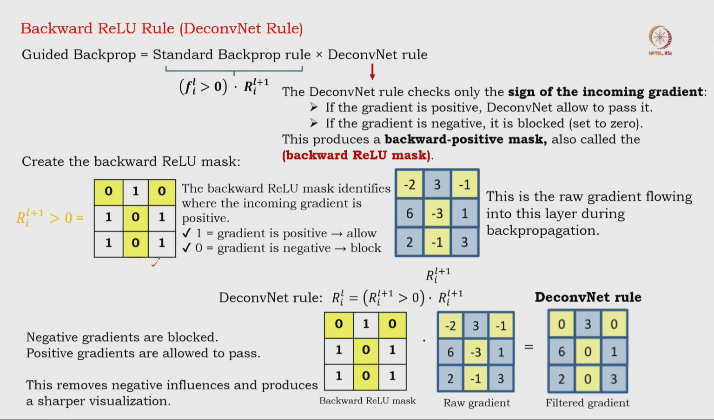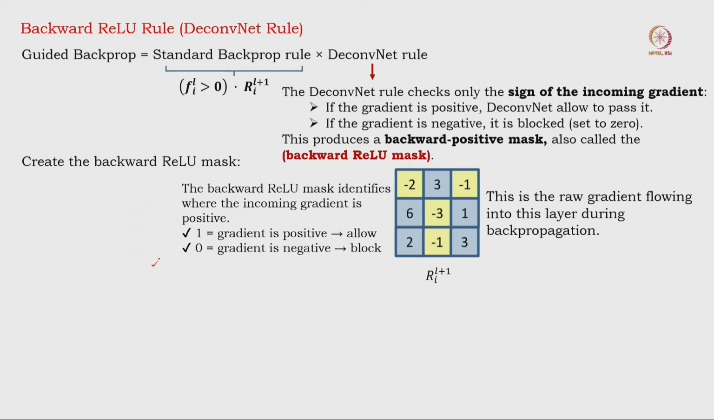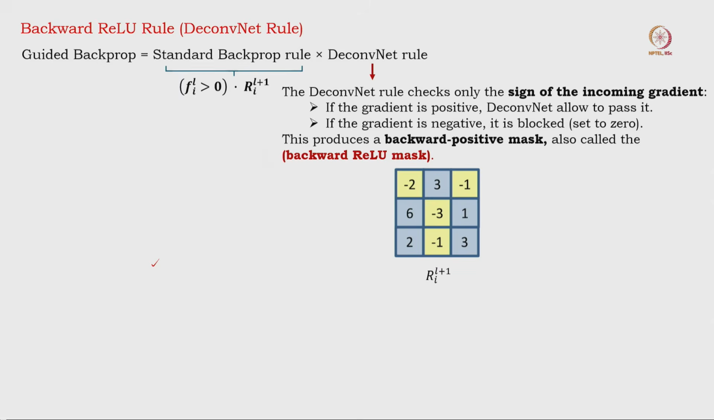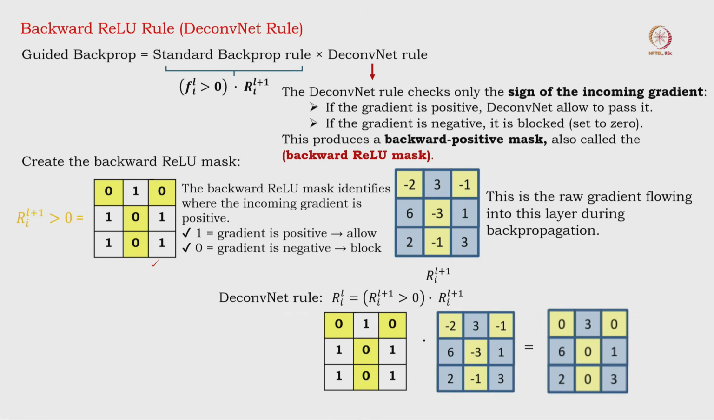If you recall the concept, if you go back and look at the previous slide, when we reached that point, I told you guided backpropagation will compute two things. One is a forward ReLU mask, and the second is a backward ReLU mask. So, this is how it computes the backward ReLU mask, and whatever it has computed, we call the deconvolutional net rule, the deconvnet rule. Now we have computed this separately.